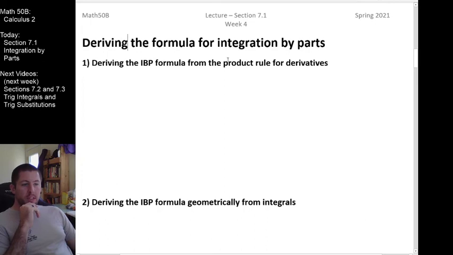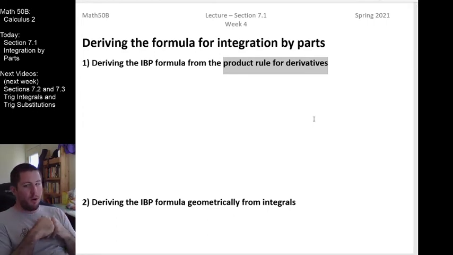One way we're going to do this is we're going to start with the product rule for derivatives, and we are going to just use the statement of the product rule for derivatives to determine the integration by parts formula, only using the product rule from derivatives.